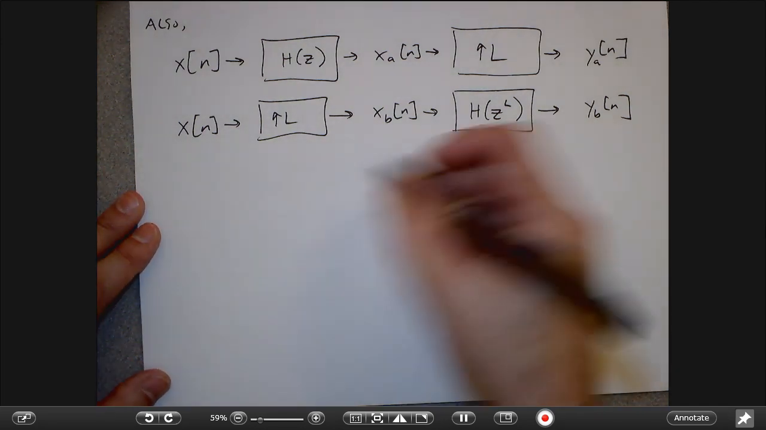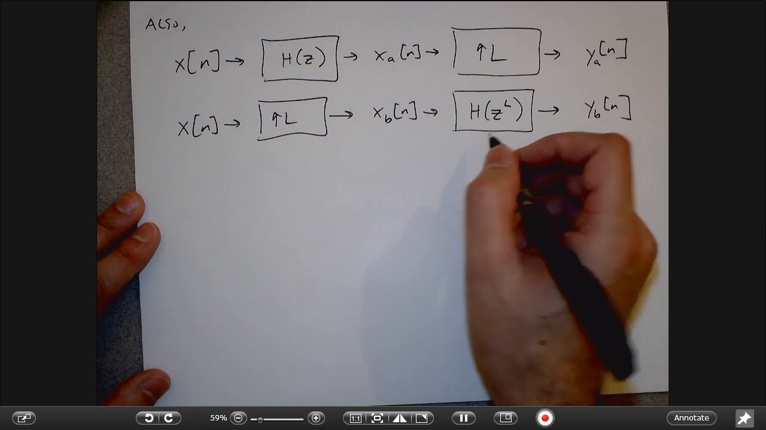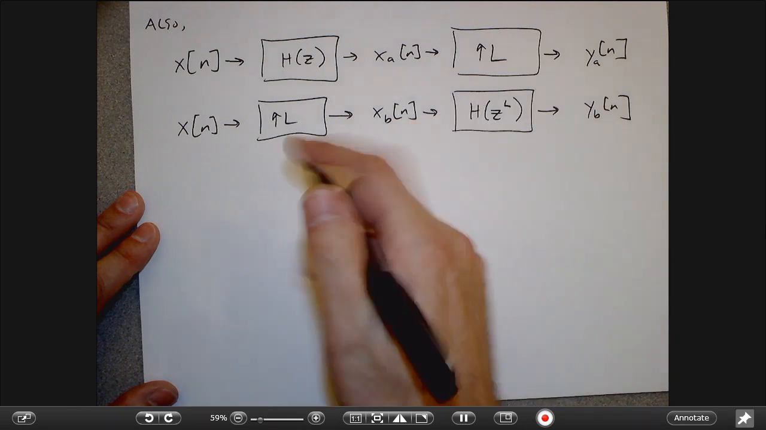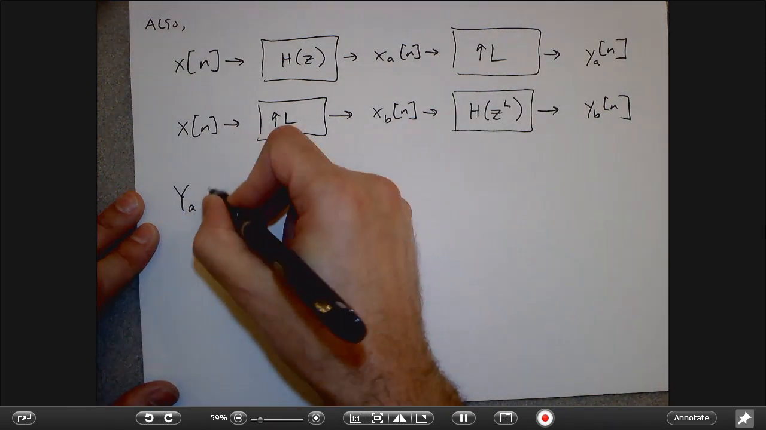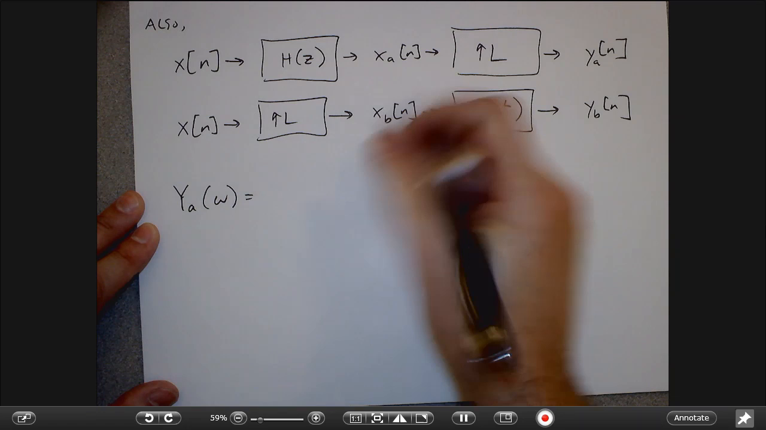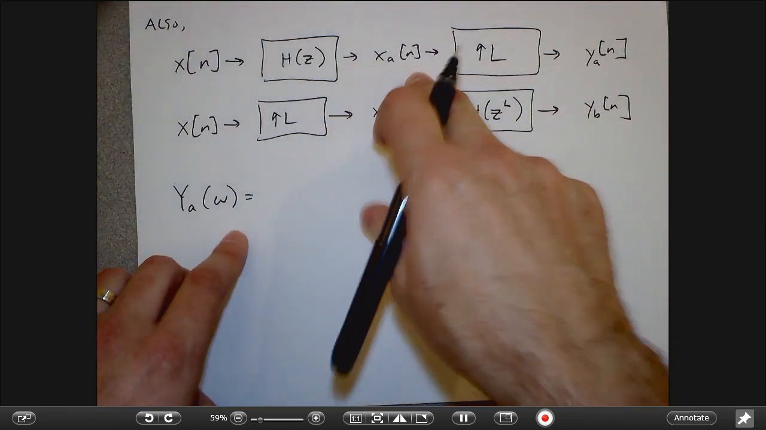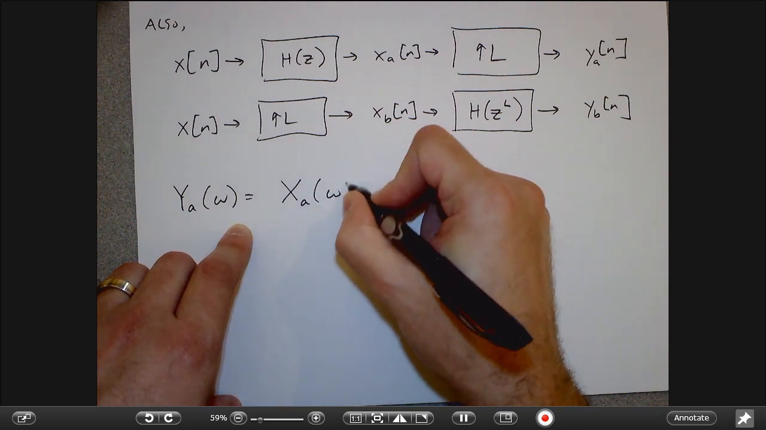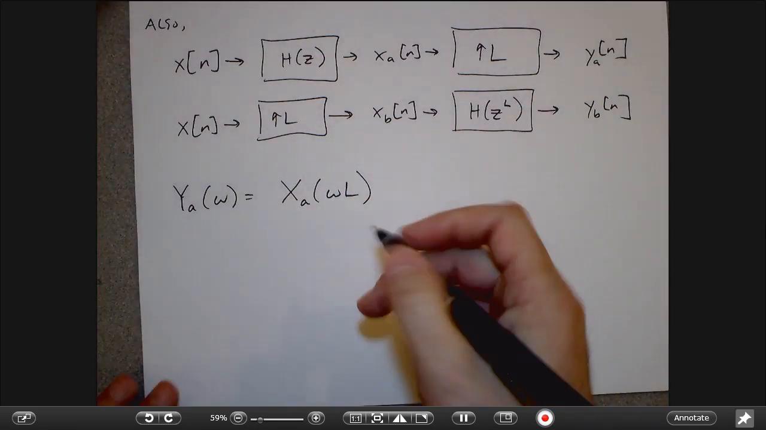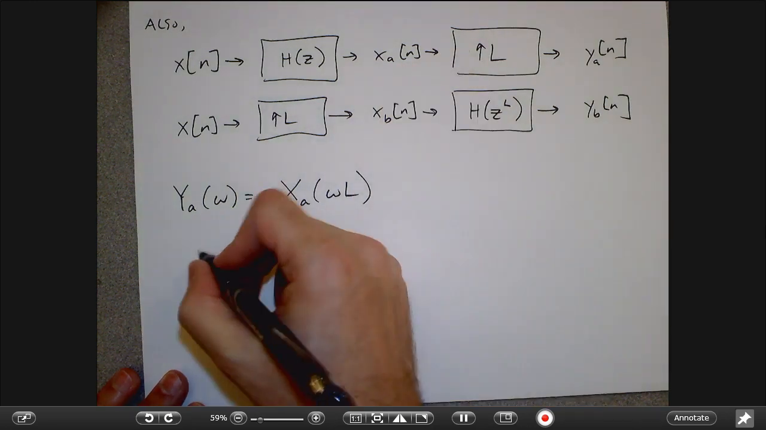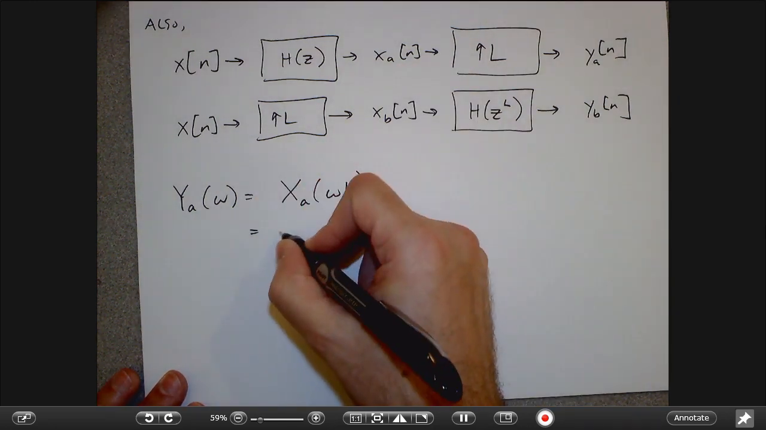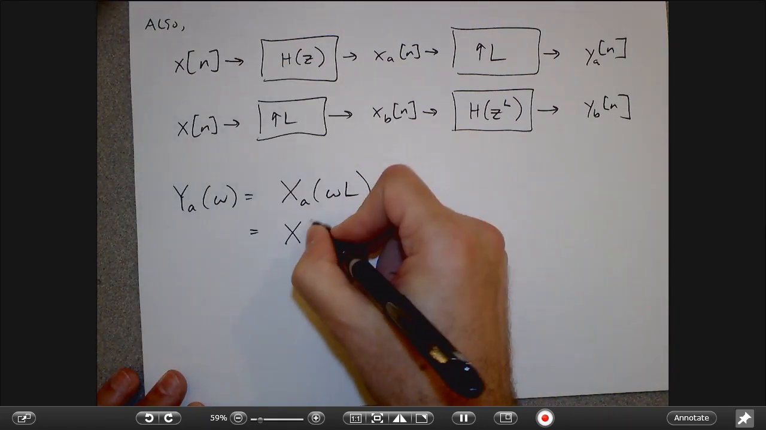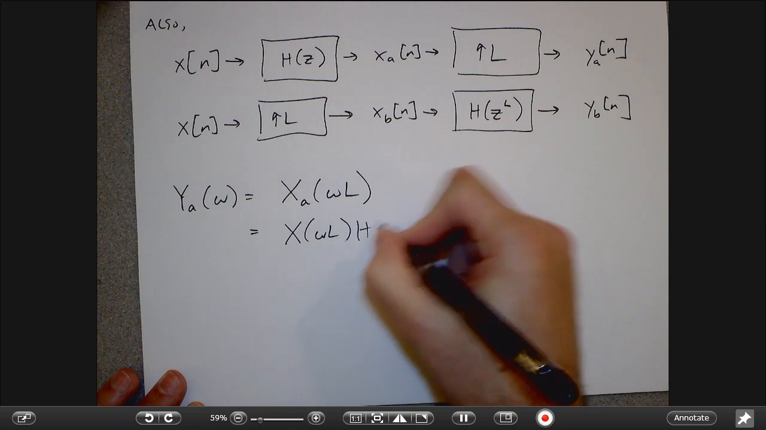Okay. Well, again, let me start with the top guy, right? So that's like saying that my YA of omega, what do I get when I insert the zeros in the middle? Really all I'm doing is I am expanding, or I'm shrinking the frequency domain like this, right? So this shrinks the frequency domain, and then my XA is simply what I would get if I were to filter the original x with h. That's like saying I have x of omega L times h of omega L.